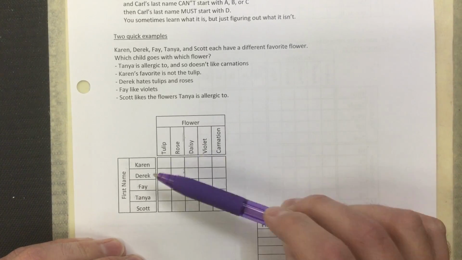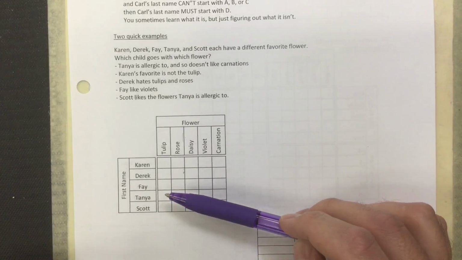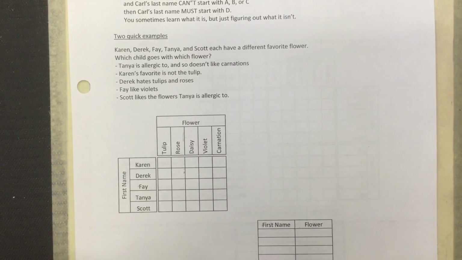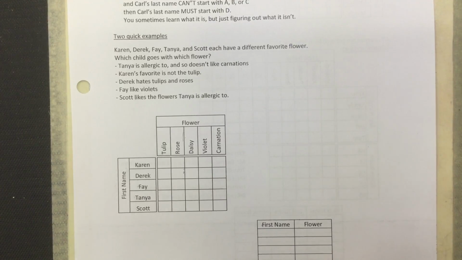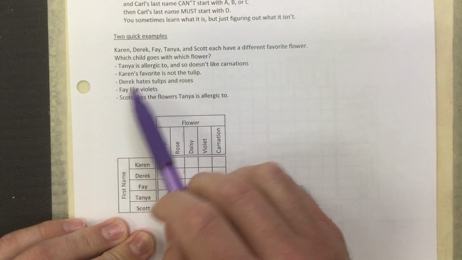Okay, so if Karen likes the tulips, she will not have a favorite rose, daisy, violet, or carnation. Thus Derek, Faye, Tanya, and Scott will not have tulips as their favorite. They must have a different one. That's how we can use reasoning to solve our questions. So let's look at our clues here.